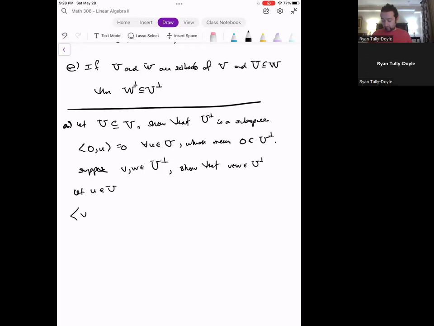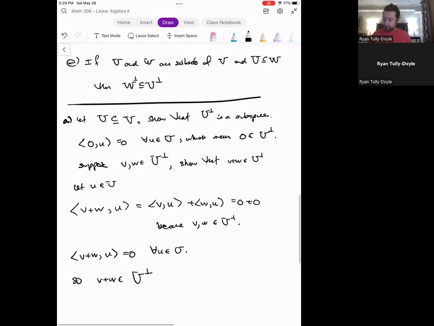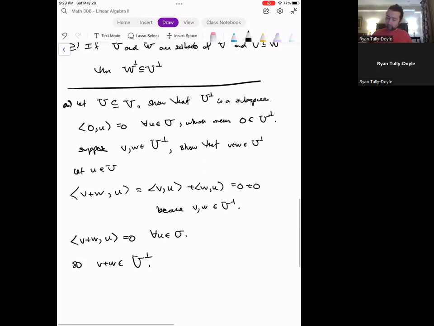Now we look at this inner product, v plus w with u. By linearity, we get the inner product of v with u plus the inner product of w with u. But this equals 0 plus 0 because v and w are in the perp of U. And that implies that v plus w comma u is equal to 0 for all u in U, and that implies that v plus w is in U perp. So we've shown zero is in the set.